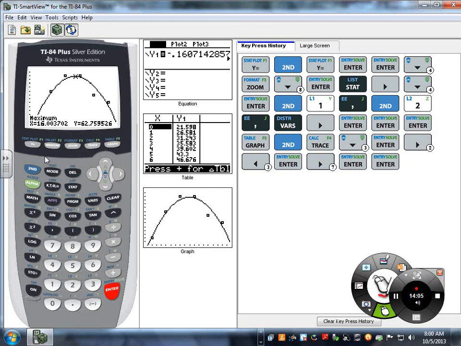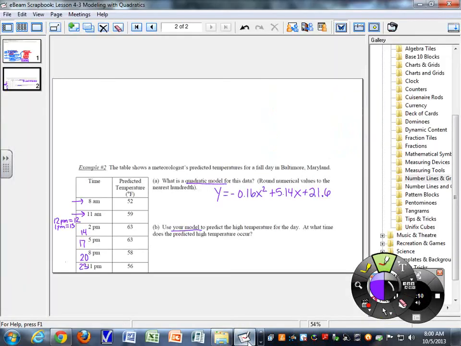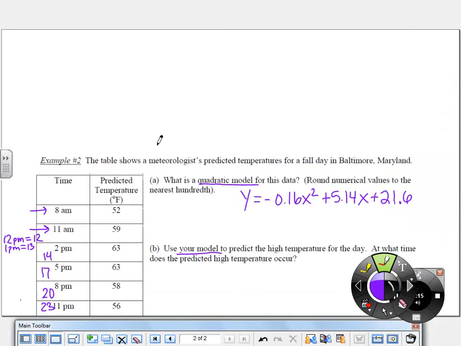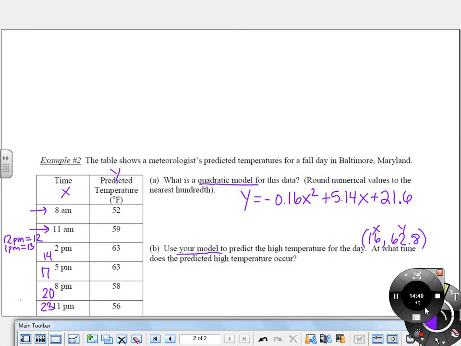So we're going to take that information back to our question and see if we can answer what they were asking us about. They said, use our model to predict the high temperature for the day and at what time the high temperature occurs. We just looked at the vertex of the graph, and we got 16, 62.8. This is like our x and our y, but think about what those corresponded to in this problem. X was time, and y was predicted temperature. So when it asks us to predict the high temperature for the day, we would be using our y value, because that's our predicted temperature.